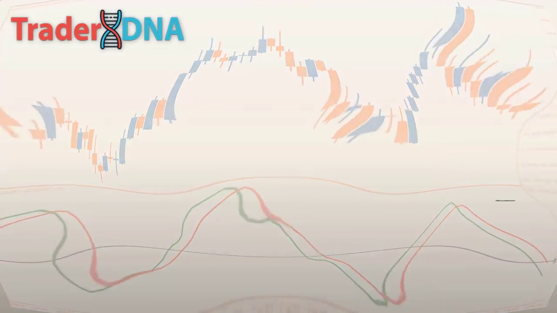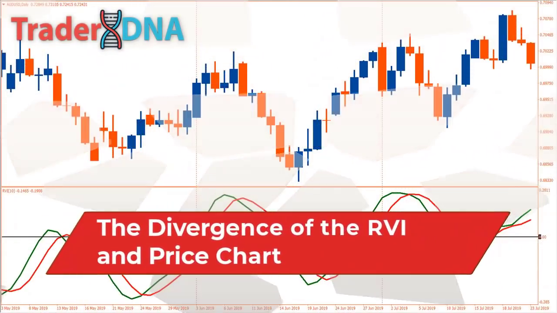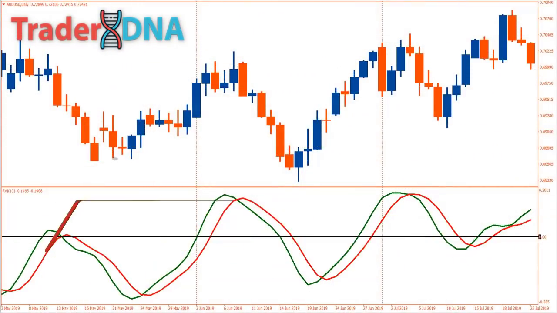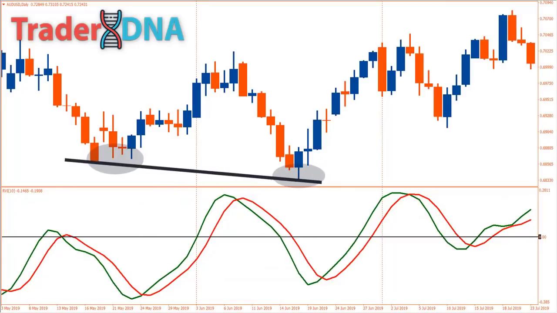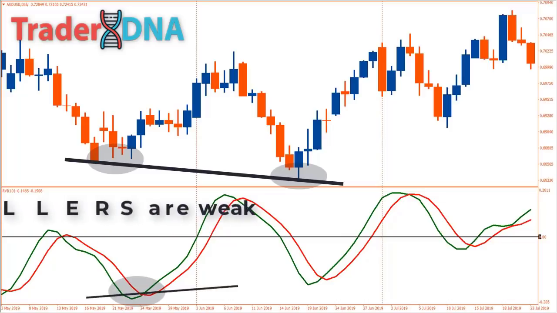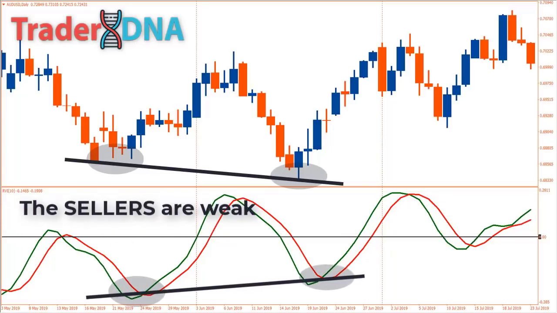Third, the divergence of the RVI and price chart. The bullish divergence appears when the price chart forms another low under the previous one, while the RVI low, formed by the crossing of the two indicator lines, is higher than the previous one. This means the sellers are weak, so a reversal upwards may follow.